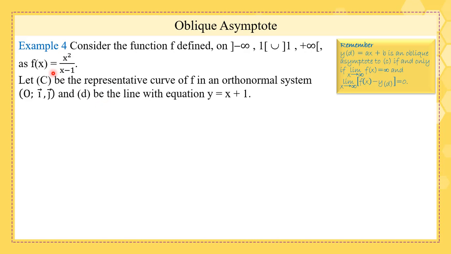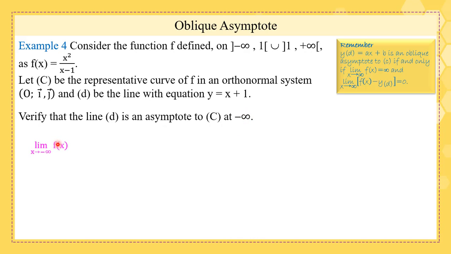Now the given here is that we have a function f whose curve is c, and we have a line d whose equation is y equals x plus 1. Now the question is to verify that d is an asymptote to c at minus infinity. You see here we have to take the limit at minus infinity.